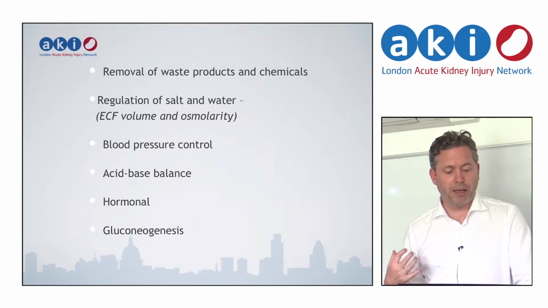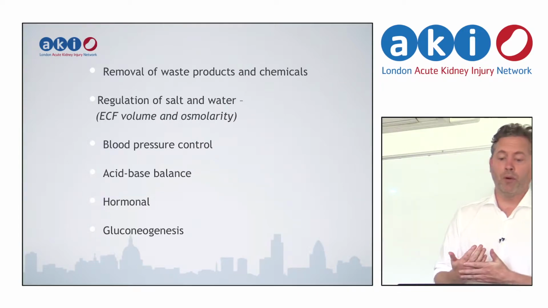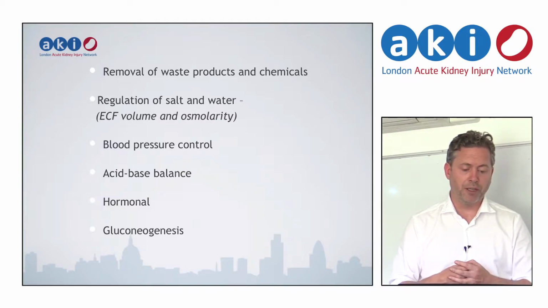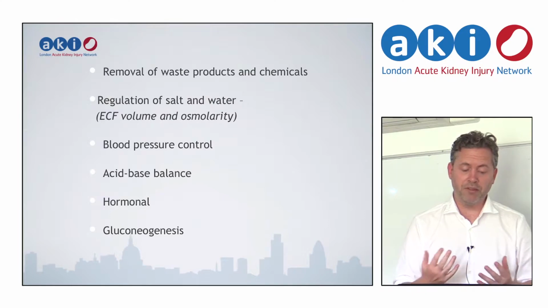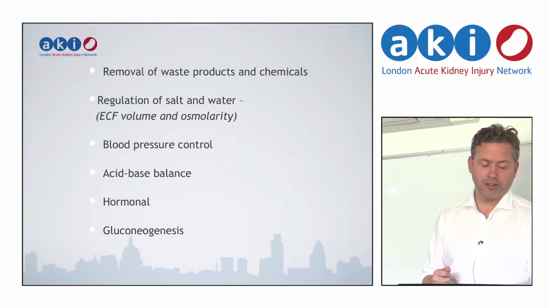We have acid-base balance. We tend to consume an acidic diet. The kidney is a player in excreting acid in the distal nephron, but also of reclaiming freely filtered bicarbonate that is filtered by the glomerulus. Some other hormonal functions, including production of EPO for erythropoiesis and maintaining hemoglobin levels and oxygen delivery, hydroxylation of vitamin D, very important for our calcium homeostasis, and finally also a player in gluconeogenesis.